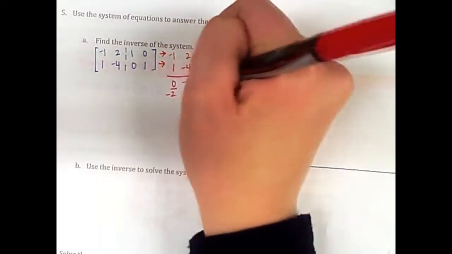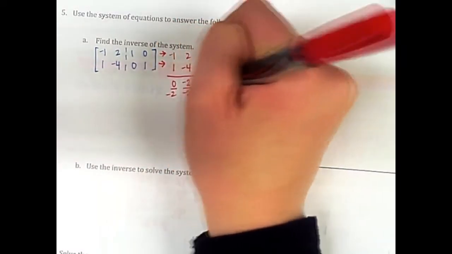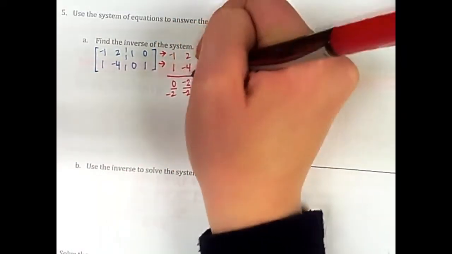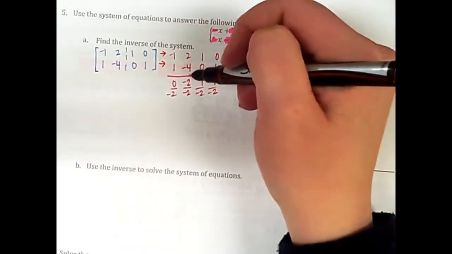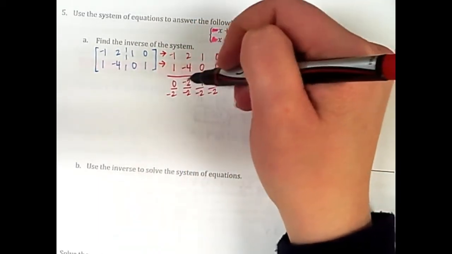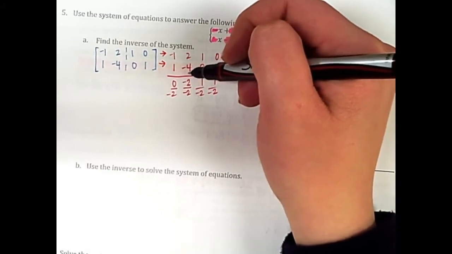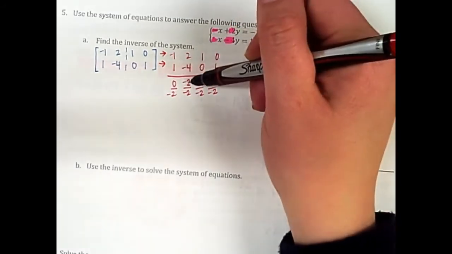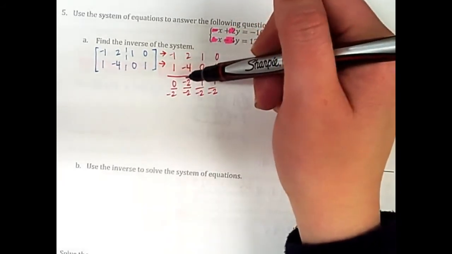Okay, so now that I've gotten my 0, I need to get my 1. Remember, to get a 1, you do that by division. So I'm going to divide everything through by -2, because I want a 1 right here. And the only way to do that is by dividing it by itself. Because we divide one number, we have to divide the entire row.